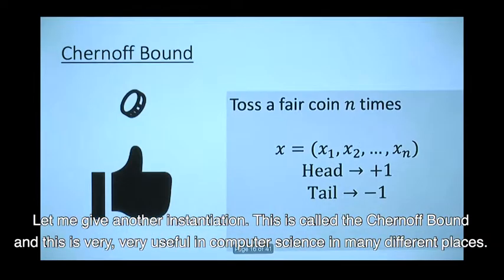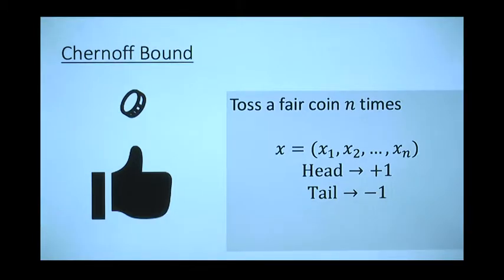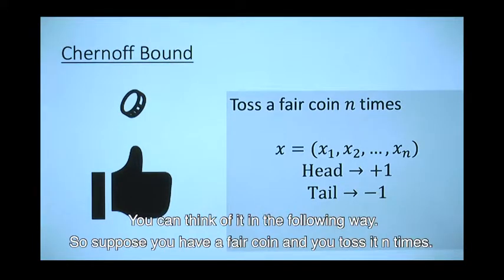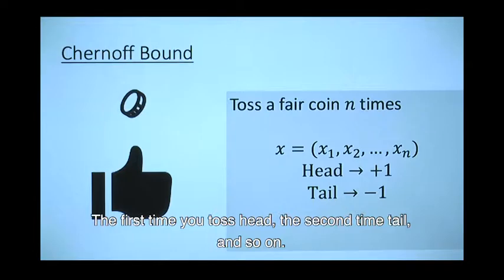Let me give one other instantiation. This is called the Chernoff bound, and this is very useful in computer science in many different places. You can think of it in the following way. Suppose you have a fair coin, and you toss it n times. The first time you toss head, the second time tail, and so on.